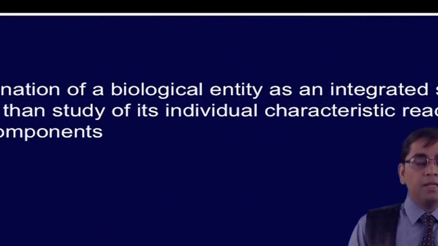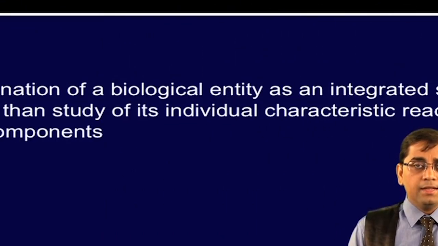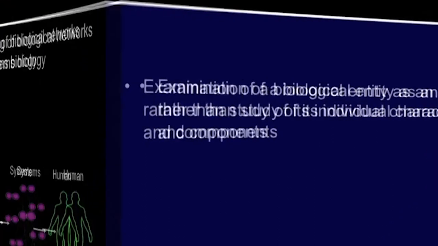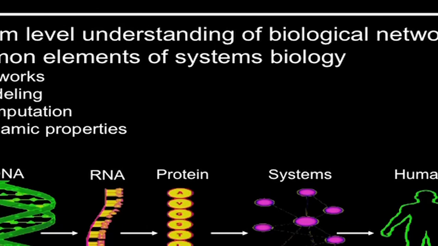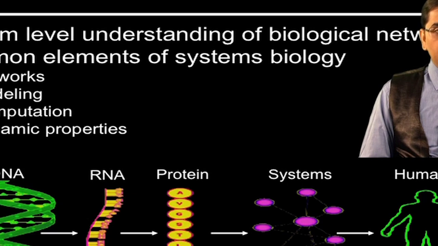Systems biology is the examination of a biological entity as an integrated system rather than a study of its individual characteristic reactions and components. It is a study of all the mechanisms underlying complex biological processes in the form of its interacting components. Systems level understanding requires information from different levels at the genome, transcriptome or proteome level, which can then be applied to understand a complex system and also be applied to different organisms.